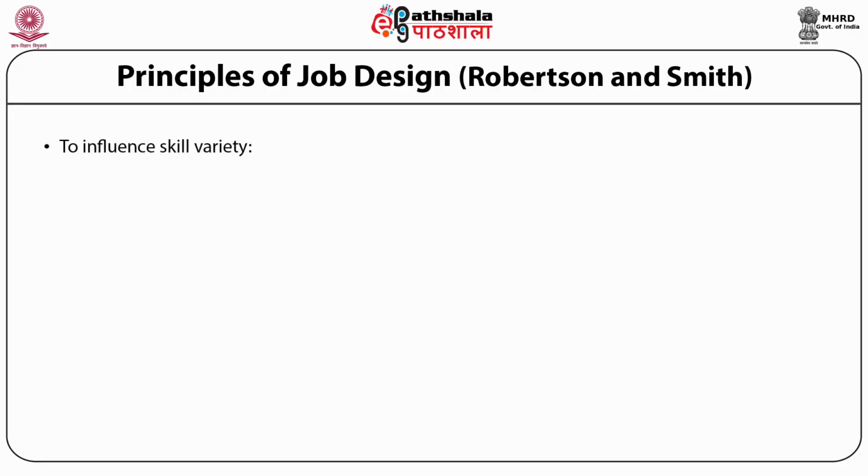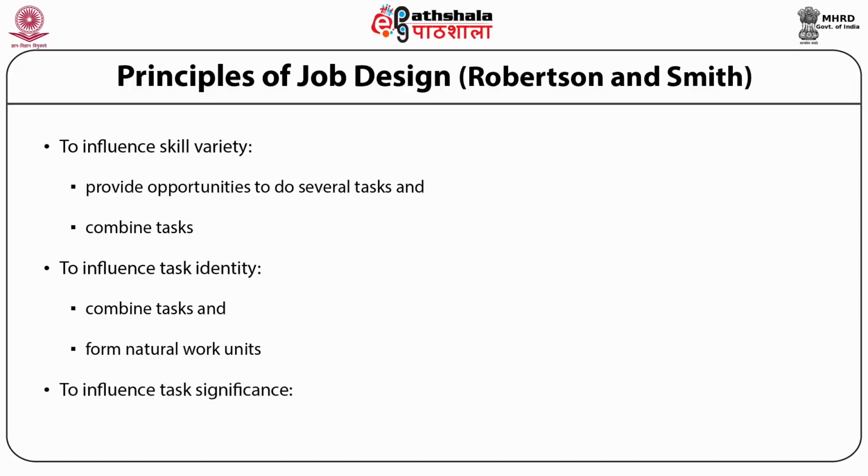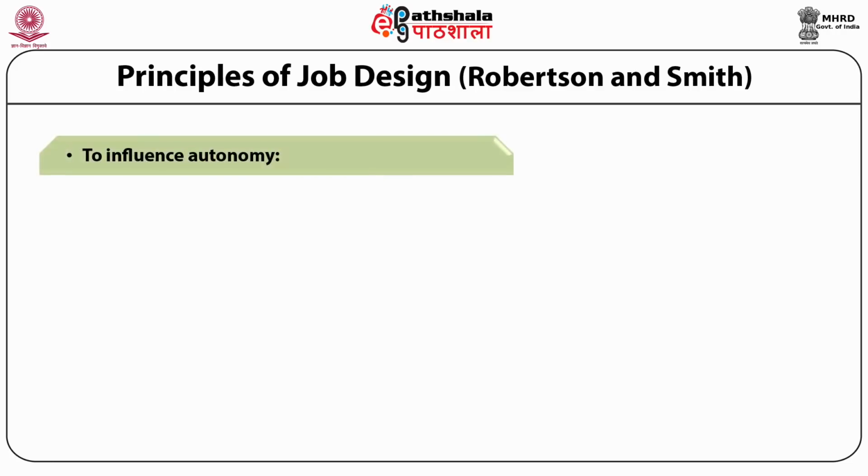To influence skill variety, we must provide opportunity to do several tasks and we must combine the tasks. To influence task identity of the employee, we must combine the tasks and form natural work units. To influence task significance, we must inform people of the importance of their work. To influence autonomy, give people responsibility to decide their own working system.